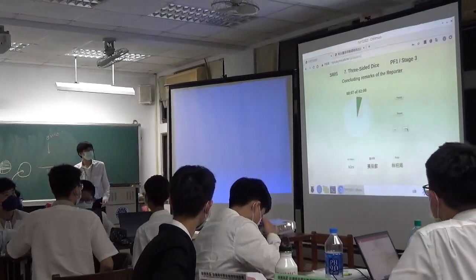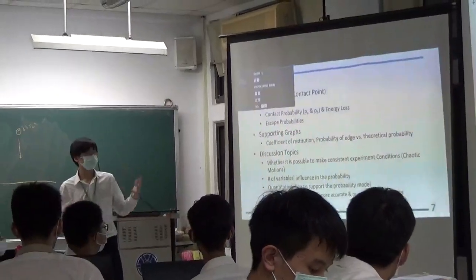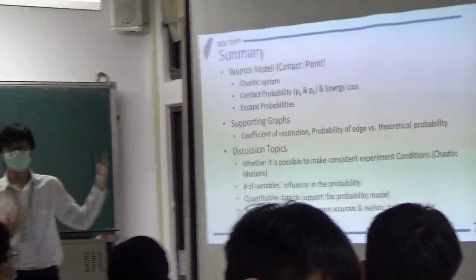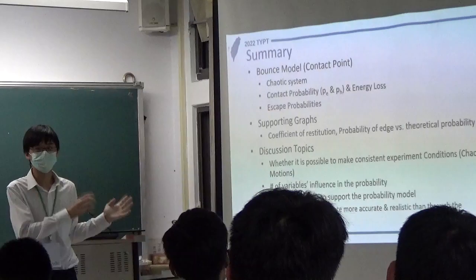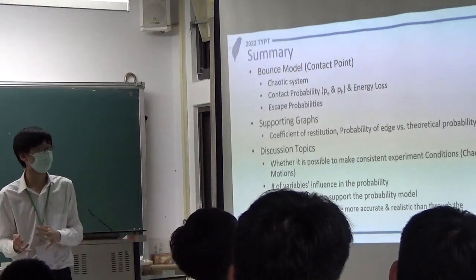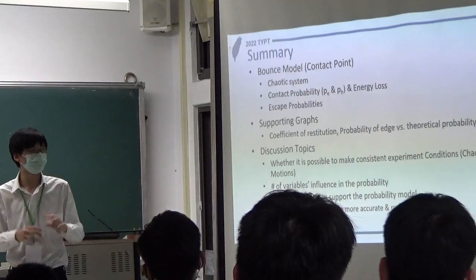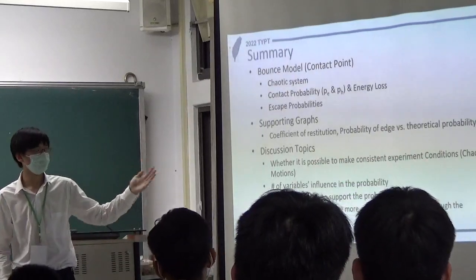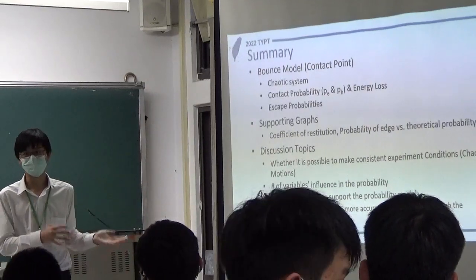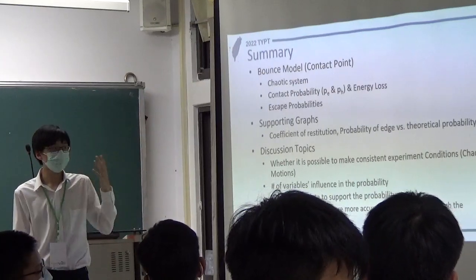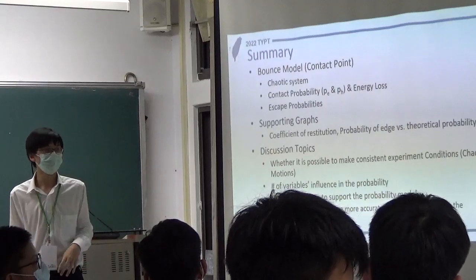So to begin, I'll talk about the summary of our model. We use the fact that the three-sided dice is a chaotic system, and that it has some contact probability and energy loss, and escape probabilities, to figure out the final probability of it landing on the edge, together with our clues. And we support this with the graphs of the coefficient of restitution and the probability of the coin landing on the edge versus the theoretical probability, for which we used a 99% confidence interval to find pretty small errors.